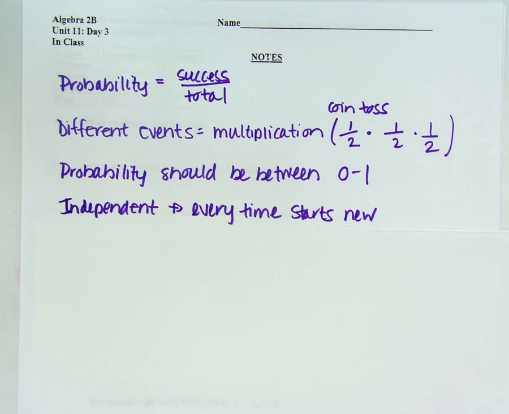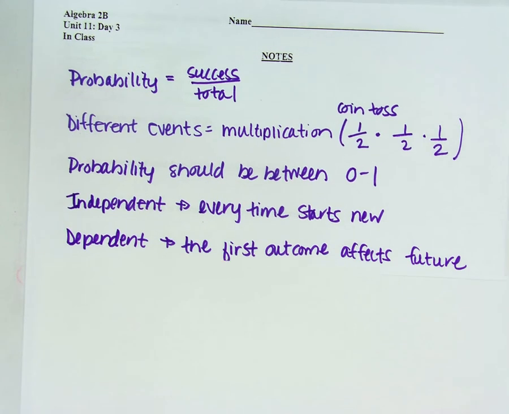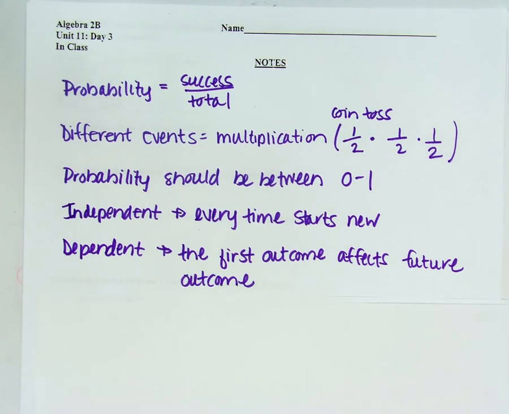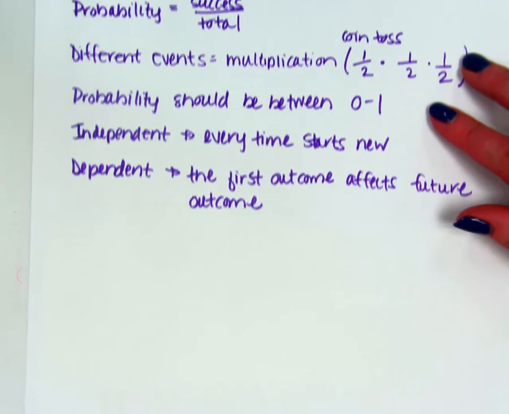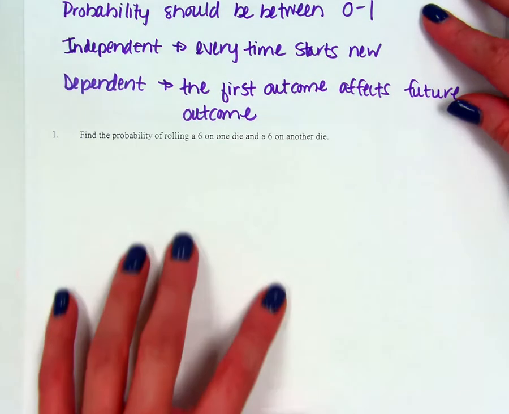There are 2 different types of probability that we're going to cover. Independent means every time we start, it starts new, so what we did previously does not impact what we're doing moving forward. Whereas dependent is the opposite. The first outcome of our probability that we've solved for is going to affect our future outcome. If you need to, pause the video and write those down, and we'll talk more about those as we get into this.